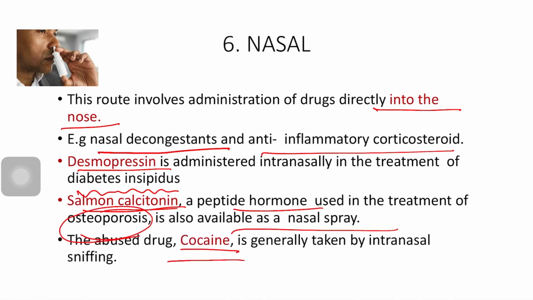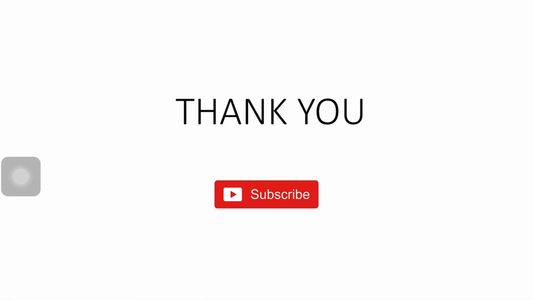Among abuse drugs, cocaine is generally taken by intranasal sniffing. We already know, and we have seen in quite a lot of movies and web series, that people sniff a particular drug, and those drugs are applied on the nasal mucosa and get absorbed through it.